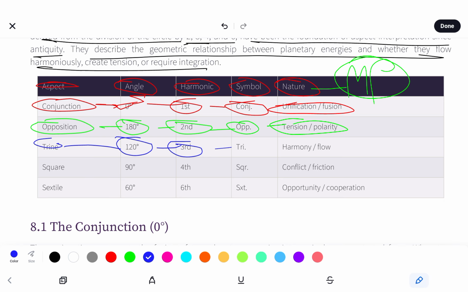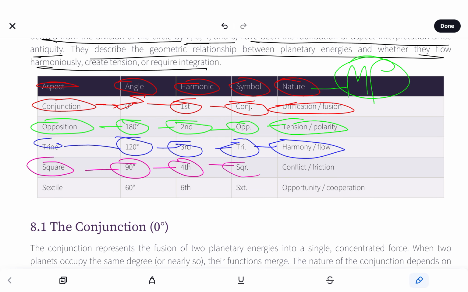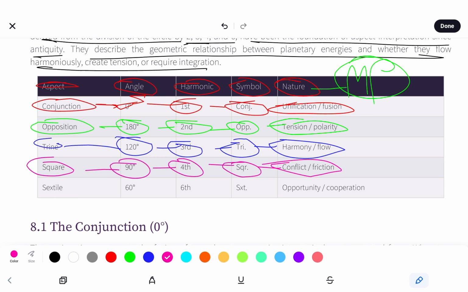Third harmonic, harmony, flow. Square, 90 degrees, fourth harmonic, conflict, friction. And sextile, 60 degrees, sixth harmonic, opportunity, cooperation.